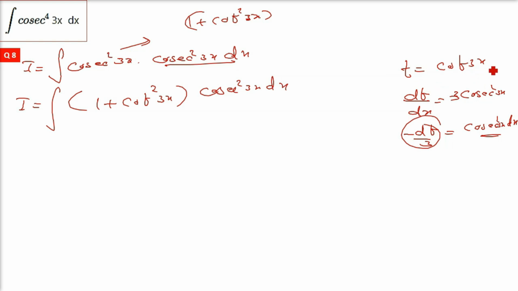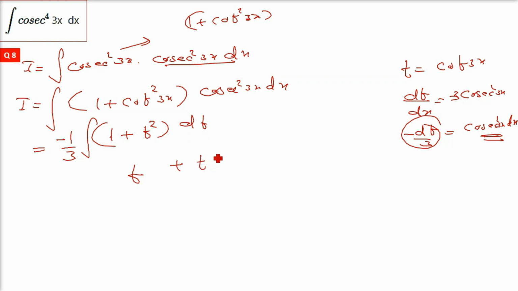Again, let me reiterate, t equals cot 3x can only be done after these two steps. Don't do it earlier, before you actually reach this step. 1 plus cot square 3x has been converted to 1 plus t square, times negative 1 by 3, because negative dt by 3 we are keeping in place of cosec square 3x dx. The integral of 1 plus t square dt is t plus t cube by 3. Negative 1 by 3 can be multiplied inside. I'm just writing it here to save space, plus constant of integration.